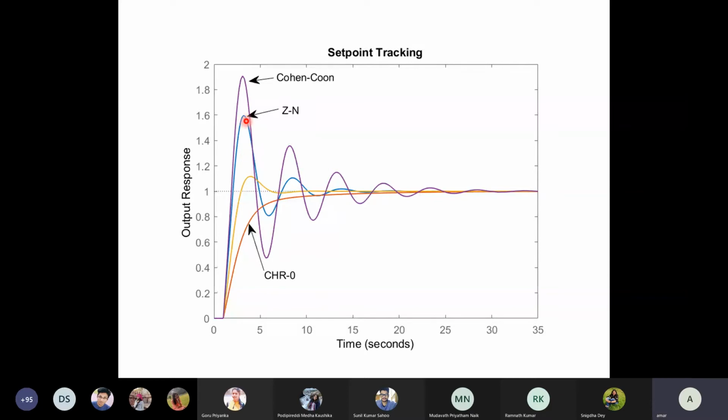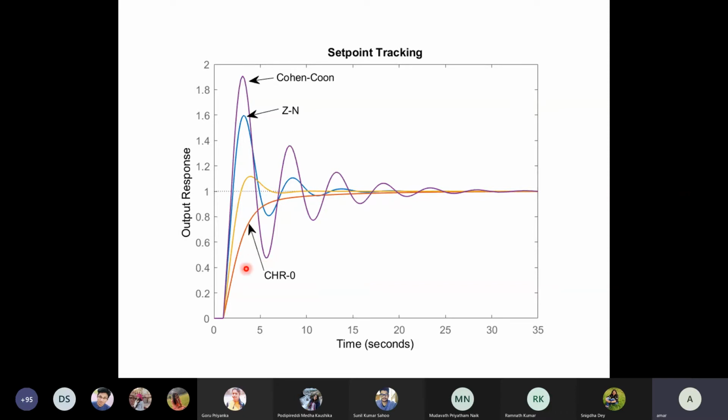Whereas with Ziegler-Nichols the speed of response is more or less similar, but the overshoot is around 60%. The CHR for zero overshoot is pretty slow, but there is no overshoot at all. The control action is smooth, but it's a sluggish response.